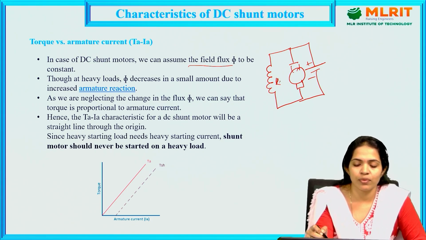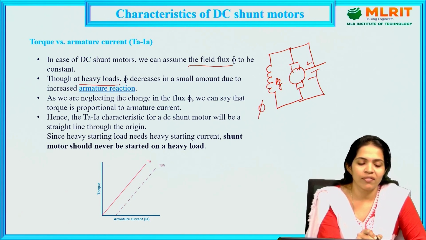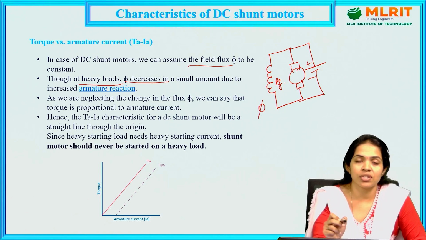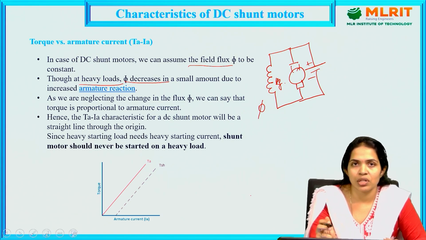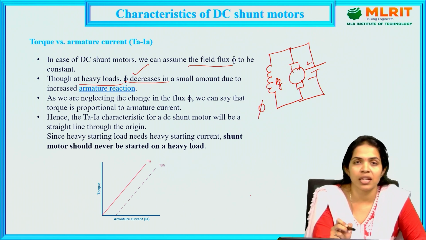This is the field winding. The field flux will always be assumed to be constant in shunt motors. Though at heavy loads, phi decreases in small amounts due to the increased armature reaction. We have seen that armature reaction is nothing but the effect of armature flux on the main field flux. So when heavy loads are applied on DC shunt motors, the flux decreases in small amounts.